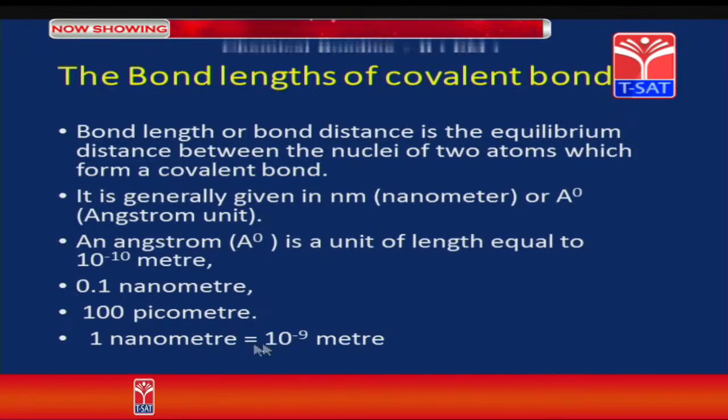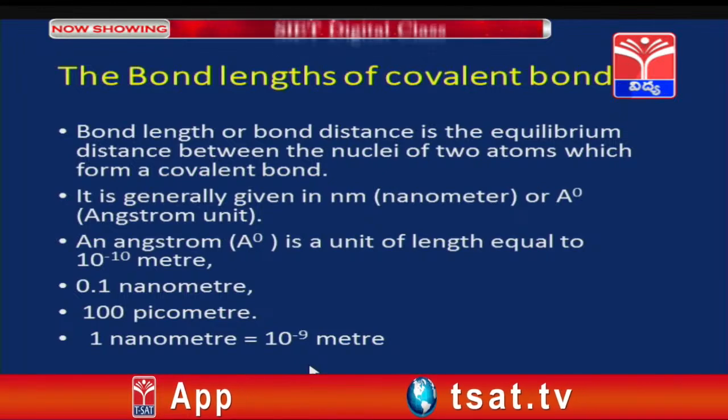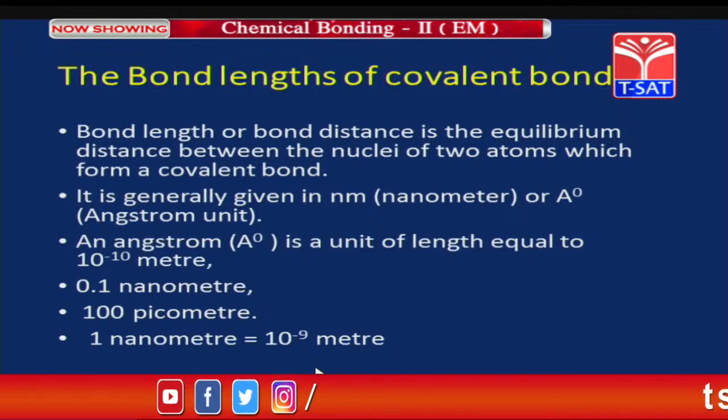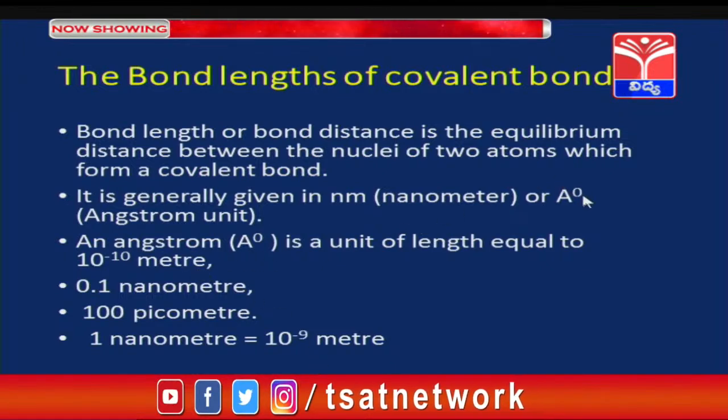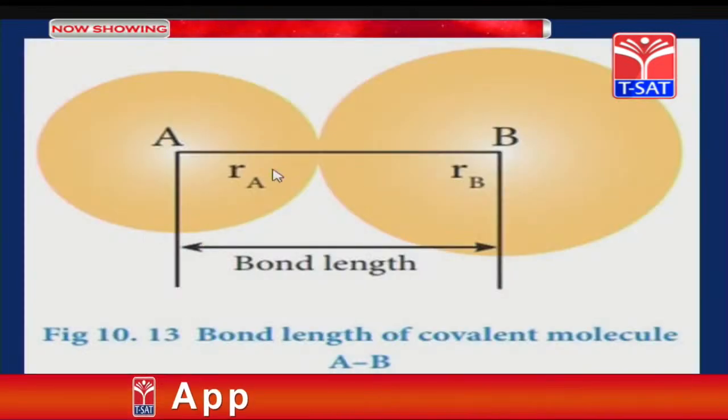What is 1 nanometer, children? It is actually 10 to the power minus 9 meters. So bond length can be measured, as it is very small. The length between the two nuclei of a bonded molecule is so small that it is represented in terms of angstroms. So, look at this picture, children.